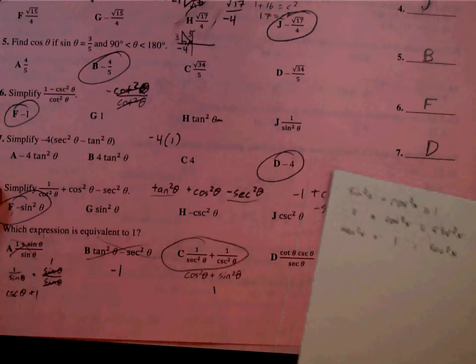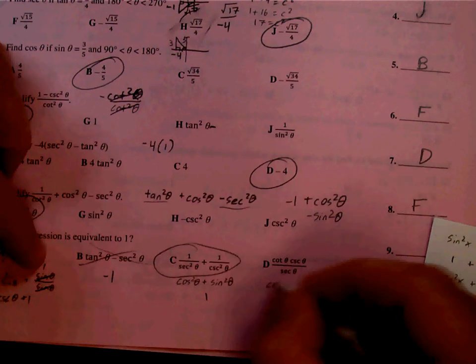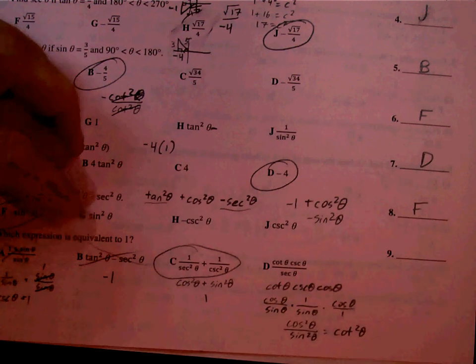Just to confirm, let's check D also. And probably move secant up. So there's no denominator. So it would become cosine. Maybe I put them all in terms of sine and cosine now. So cosine over sine is what cotangent is. Cosecant is 1 over sine. So I'm going to end up with cosine squared over sine squared, which is cotangent squared, which is not 1. So C it was.